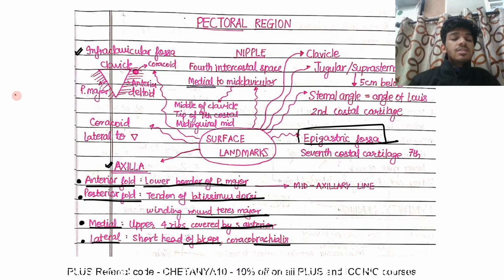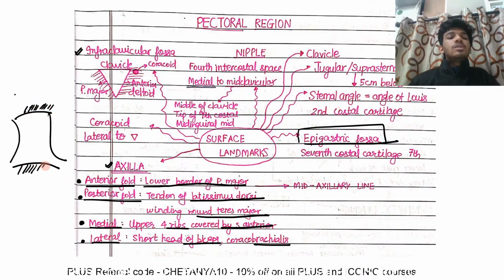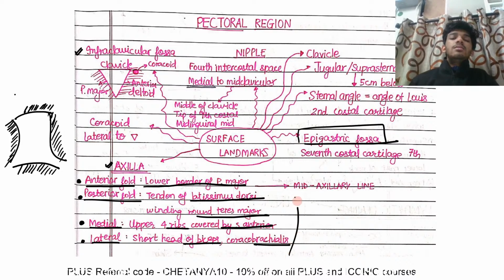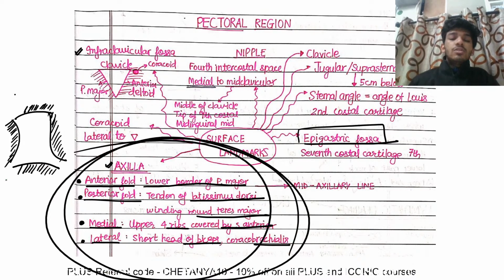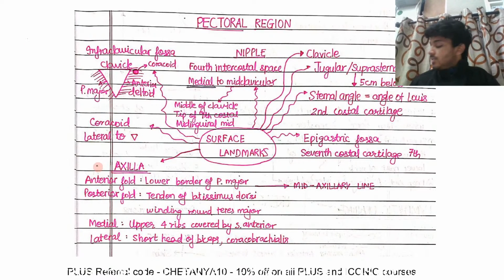Okay, so we'll just cover this. We have a diagram of the axilla, but anterior border, posterior border, medial border, lateral border. Anterior border is lower border of pectoralis major. Posterior border is latissimus dorsi and teres major. Medial border is your upper four ribs covered by the serratus anterior, and the lateral border is the short head of biceps and coracobrachialis against the shaft of the humerus. Alright, so these are the four folds of the axilla. We'll cover these in more detail as we move ahead.